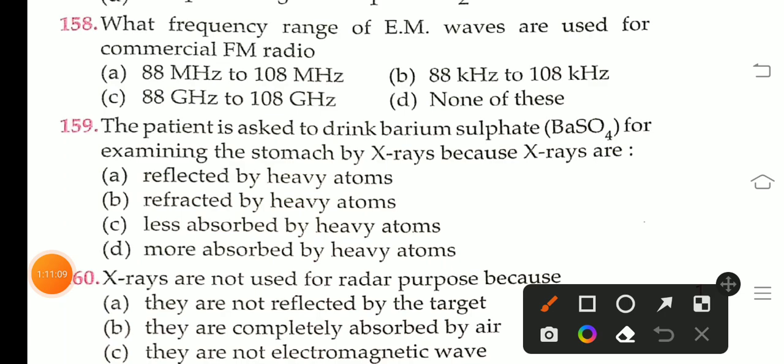Next, what frequency range of electromagnetic waves is used for commercial FM radio? Right answer option A, 88 megahertz to 108 megahertz. Next, the patient is asked to drink barium sulfate, BaSO4, for examining the stomach by X-rays because X-rays are right answer option D, more absorbed by heavy atom.